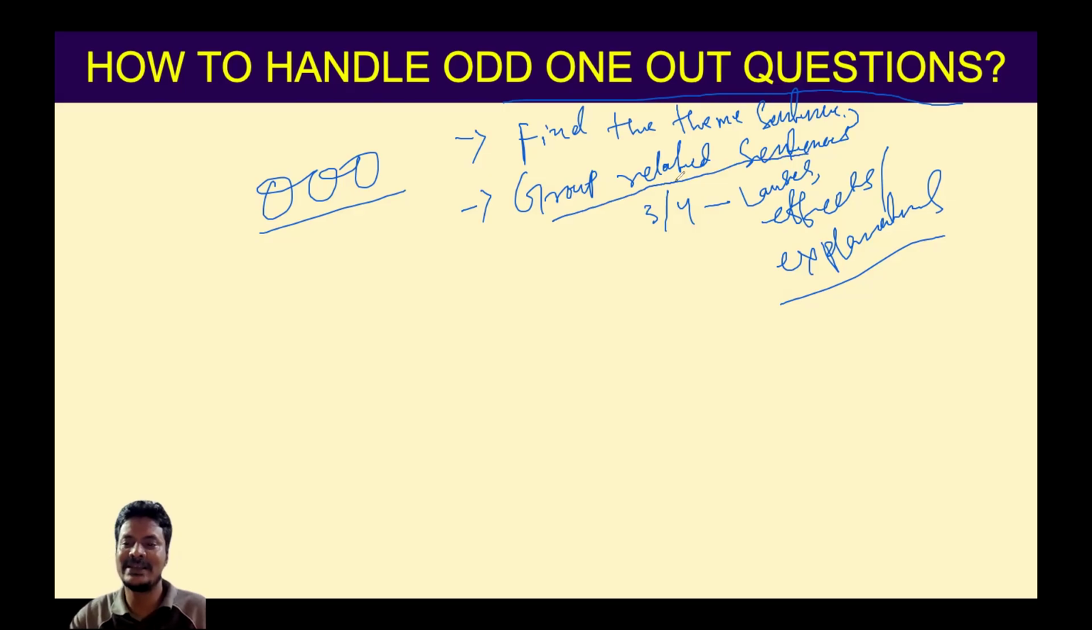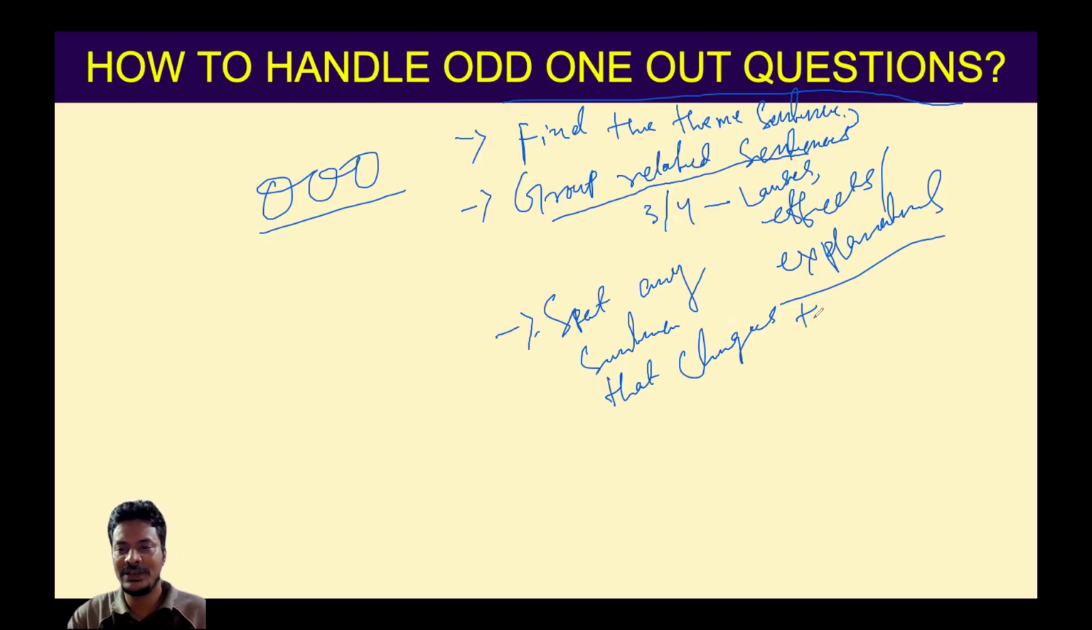Now, the third thing is to spot any sentence that changes the topic. This is your most powerful clue, because if one sentence suddenly talks about a different direction, it's likely the odd one out. So you need to spot any sentence that changes the topic.